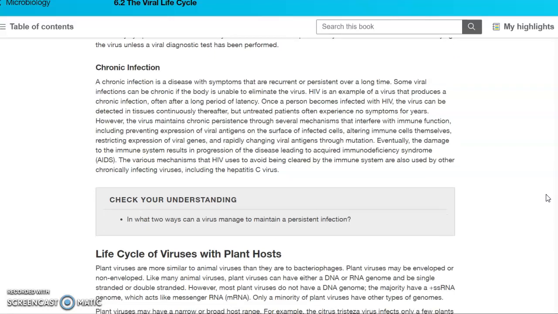A chronic infection is when the symptoms are recurrent or persistent over a long time. If the body can't eliminate the virus, then the infections can become chronic. HIV is an example of this. It can become latent and then develop into a chronic infection. Untreated patients may experience no symptoms at all for many years, and then start to see those classic symptoms that are associated with HIV and AIDS.